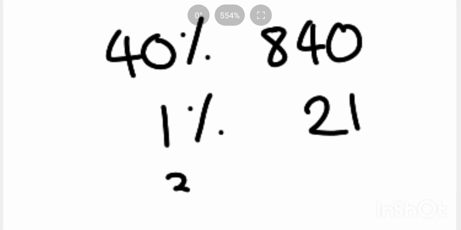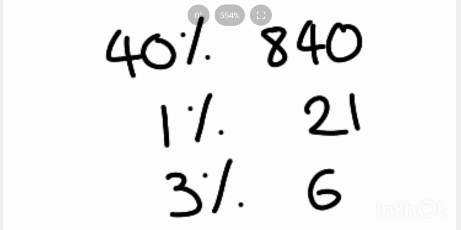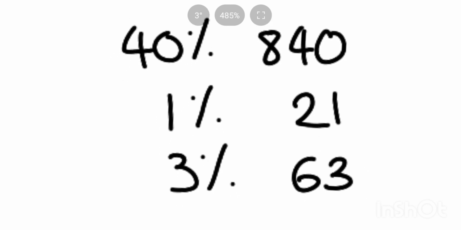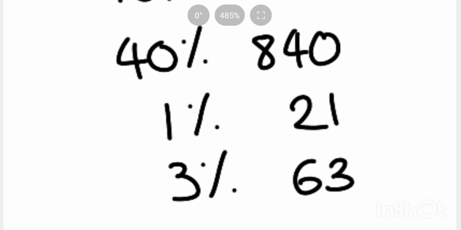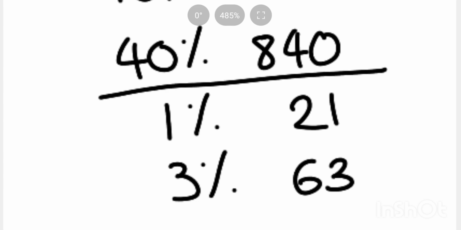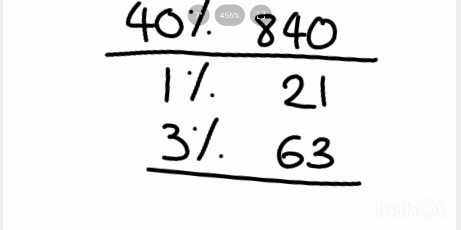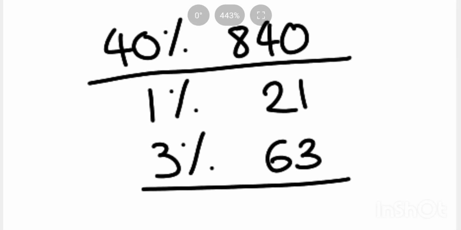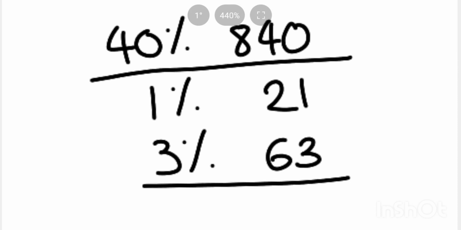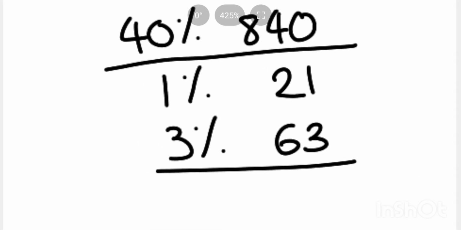And then you can do 3% by doing 1% times 3. So you do the same with 21. 21 times 3 is 63. So now we can achieve 43% by adding this 40% and the 3% together. So that gives you 43%. So we do the same with the equivalents on the right. So 840 plus 63 would give us 903. And that's the answer to 12.